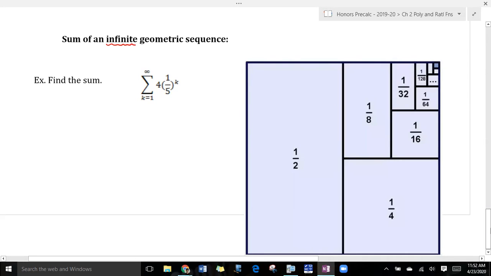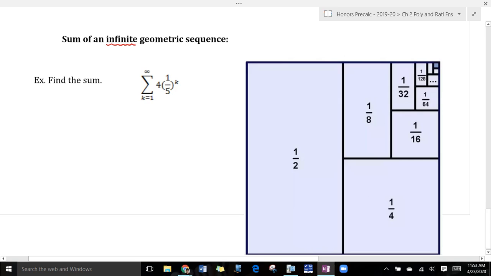So as I alluded to on the last sum video, we do have a possibility of finding the sum of an infinite geometric sequence. So even if a sequence has an unlimited or infinite number of terms, we can actually find the sum of it. And I know it seems a little wacky, but I just wanted to show you this picture that kind of shows how it works.